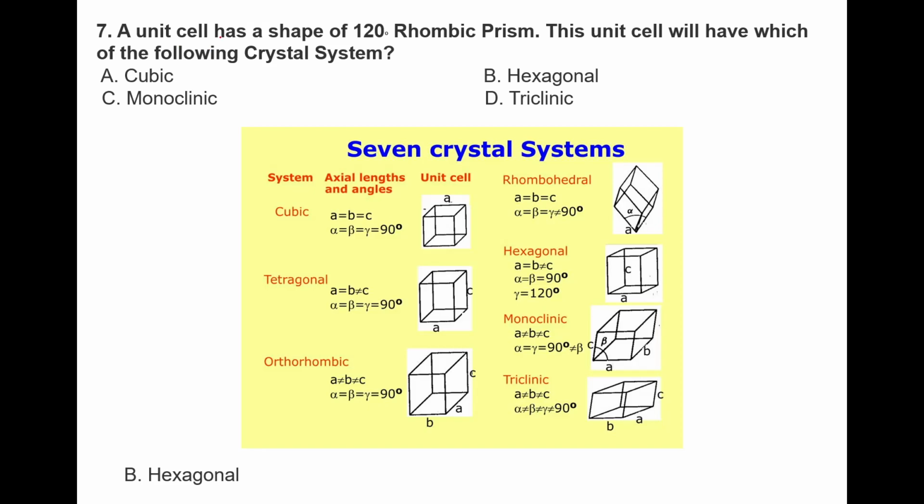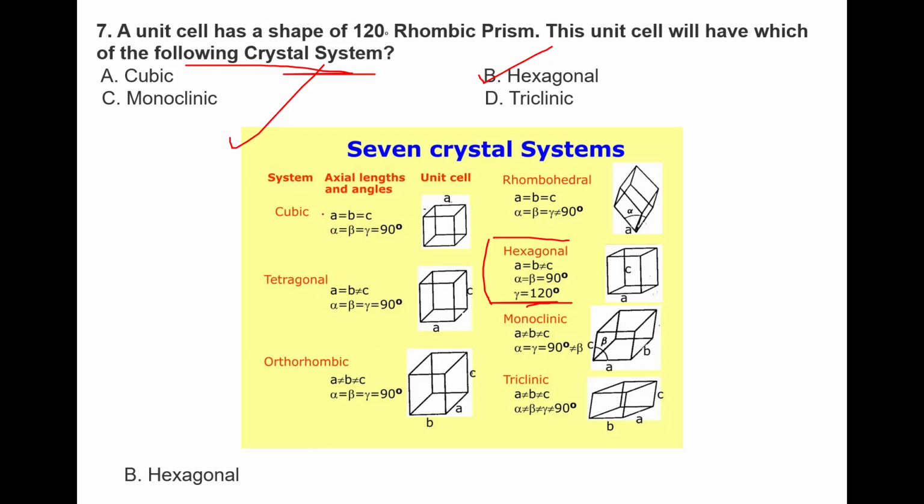Then, a unit cell has the shape of a 120-degree rhombic prism. This unit cell will have which of the following crystal systems? If you want to find the crystal system, you need to remember this table. You see, only the angle 120 degrees is for the hexagonal crystal system. So your answer to the question will be B. This table is better to remember, and remembering it is easy.